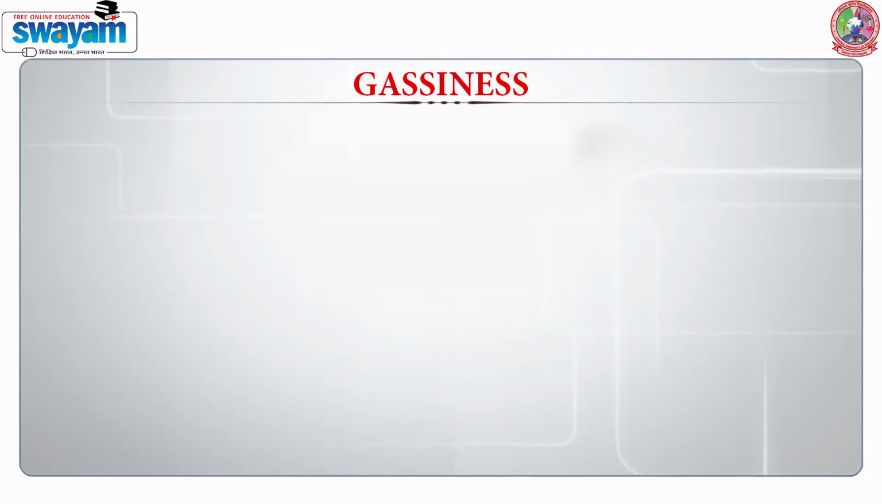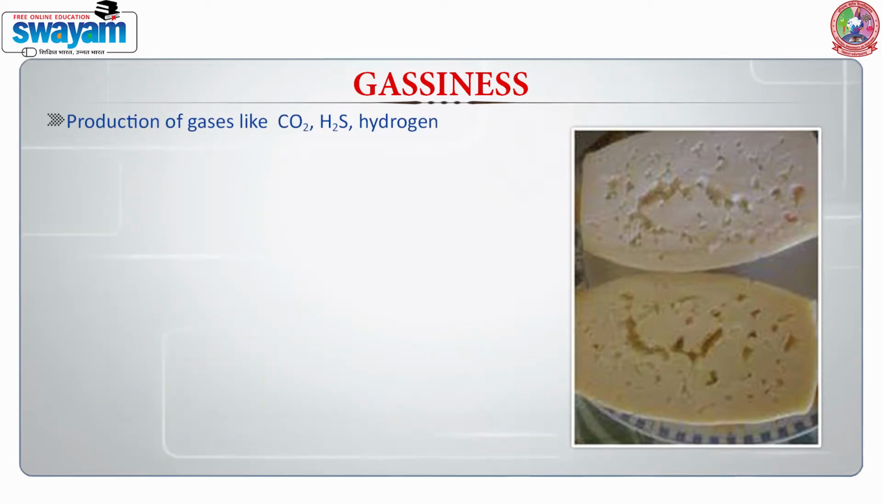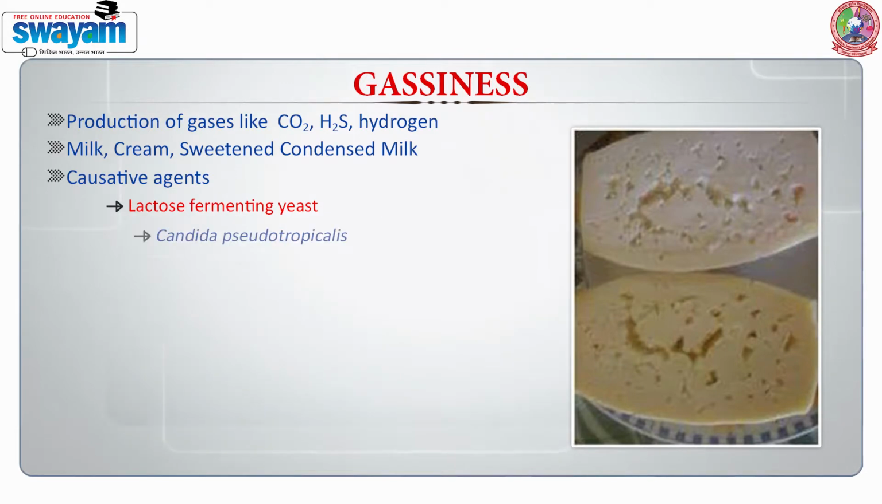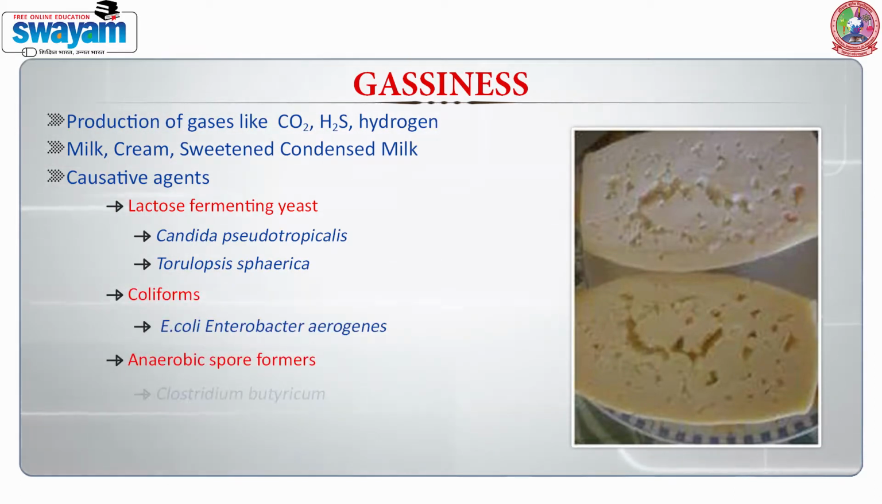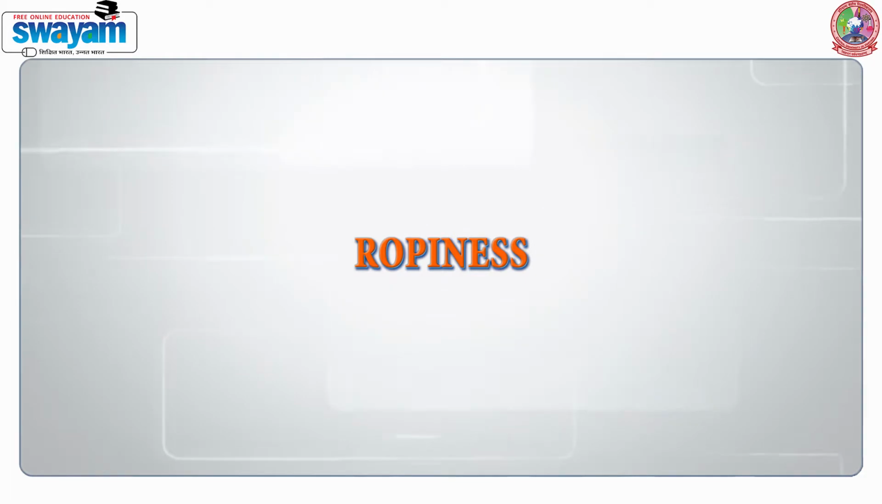There is another defect, that is gassiness, which is very common in milk, and this is due to the production of gases. These gases can be like CO2, H2S, hydrogen, and gassiness is commonly seen in milk, cream, and sweetened condensed milk, and it is associated with lactose fermenting yeasts like Candida pseudotropicalis, Torulopsis sphaerica and coliforms. At times anaerobic spore formers like Clostridium butyricum, Clostridium tyrobutyricum and Clostridium sporogenes are also associated with this particular spoilage.